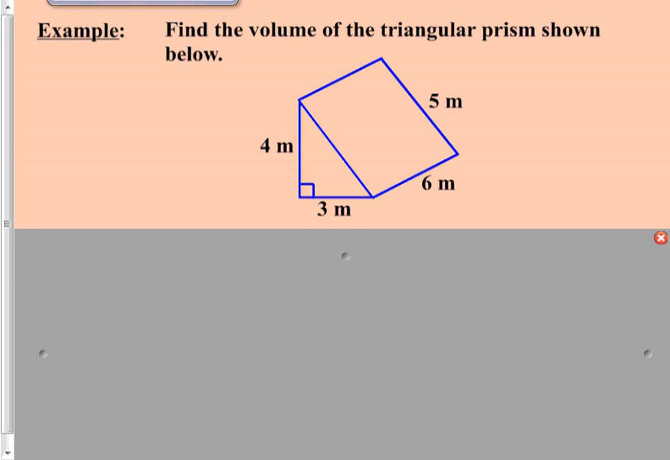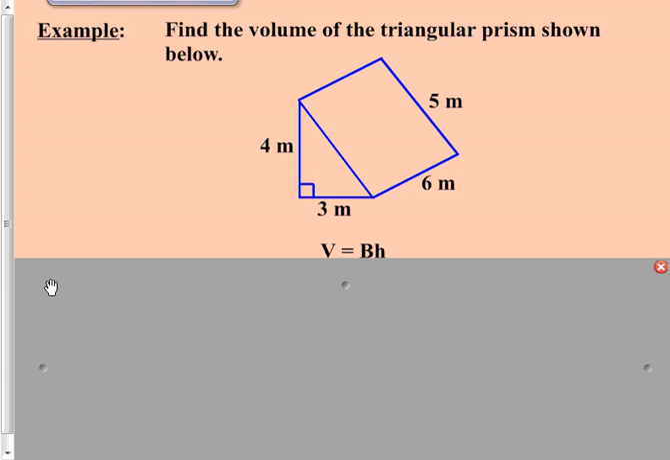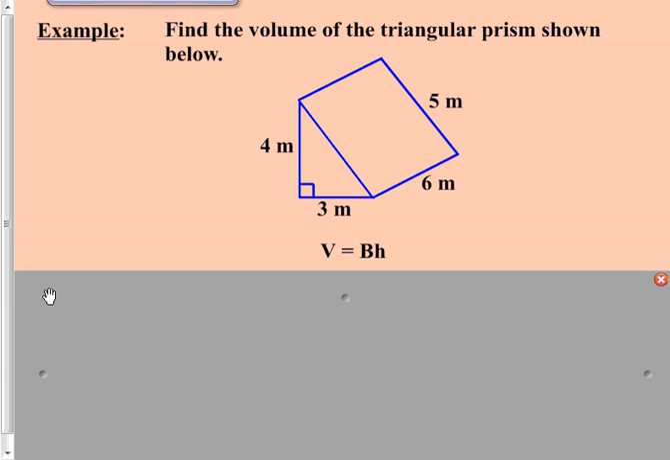Okay, let's look at a shape that's not quite as simple. This time we have a triangular prism. Obviously, the shape of the base has changed, but the formula does not. The volume of a prism is found by volume equals big B little h. So all we need to do is identify what type of shape our base is, apply the correct formula to go along with that base, and start plugging numbers into our formula.